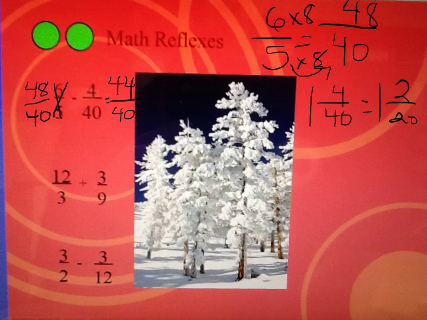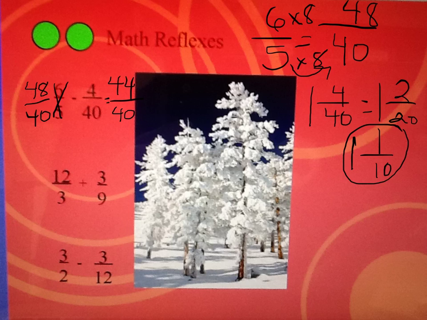Some of you are saying, hey, they're both even. That means we can reduce it down again. Divided by 2, 2 divided by 2 is 1. 20 divided by 2 is 10. Okay, so 48 40ths, 1 and 4 40ths, 1 and 2 20ths, and 1 and 1/10 are all going to be the same answer. They're equivalent, but 1 and 1/10 is the most reduced fraction.